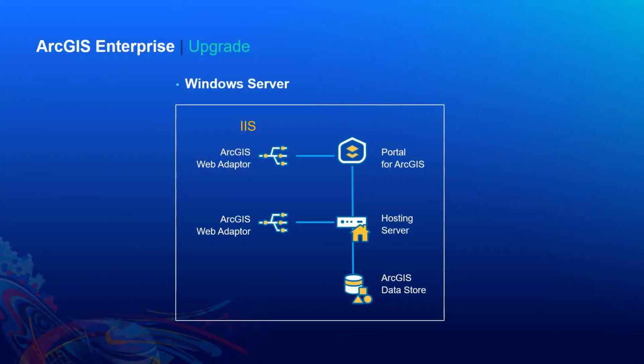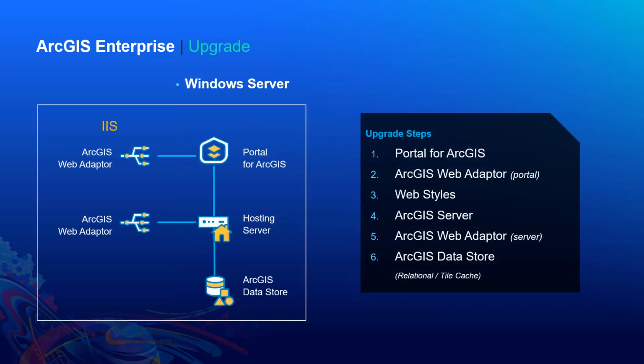The machine we'll be upgrading manually has all of the components of ArcGIS Enterprise installed. This includes the web adapters, Portal for ArcGIS, ArcGIS Server, and the ArcGIS data stores. We will follow the recommended order to upgrade this environment.